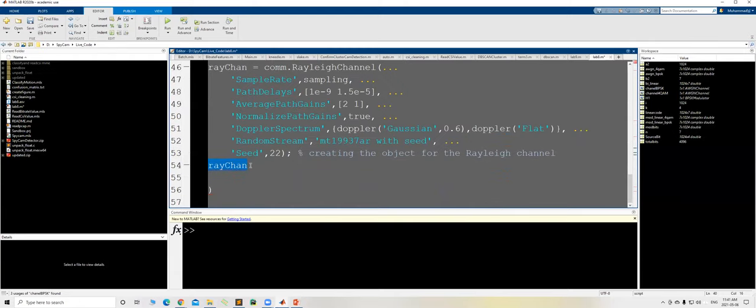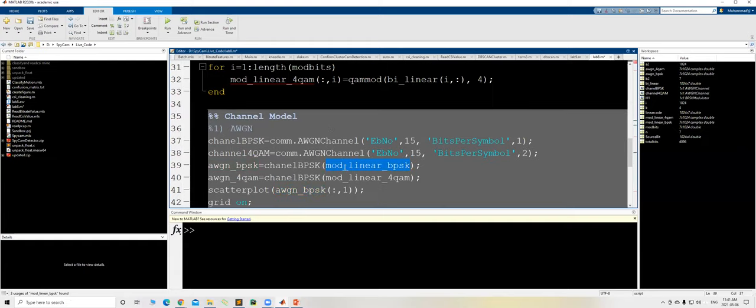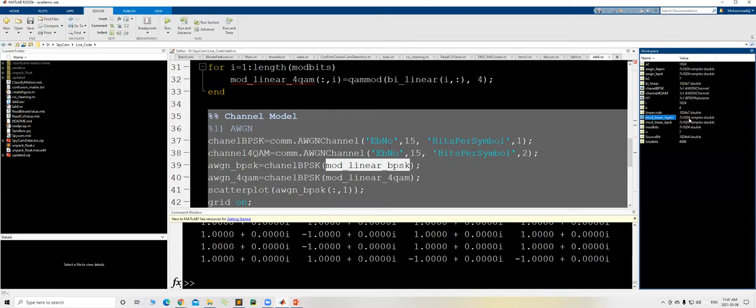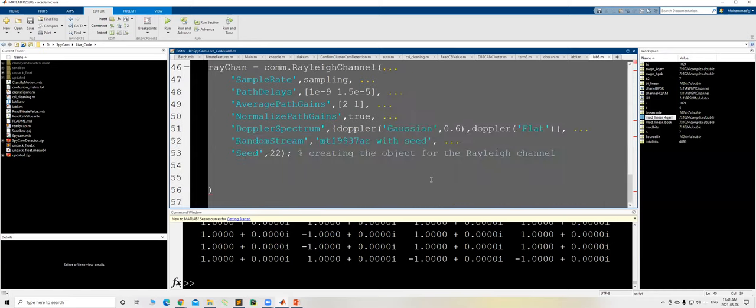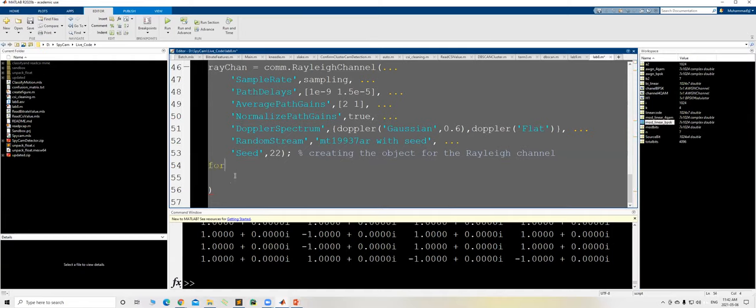So to do that, let's see our modulated PSK. Sorry. It has 7x1024. So we have to input it in a different way. We have to input it in such a way that it takes every row of the modulated 4QAM and also every row of the modulated linear BPSK. For that, we need some for loop. So firstly, I'm doing it for the BPSK, and then the same I will do for the other one, for the 4QAM.